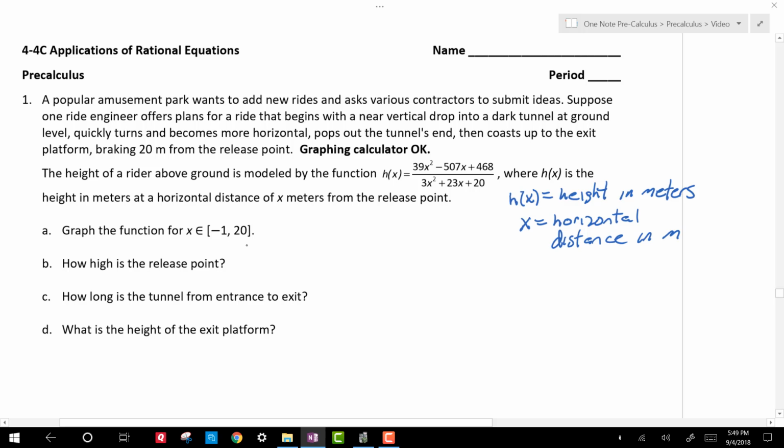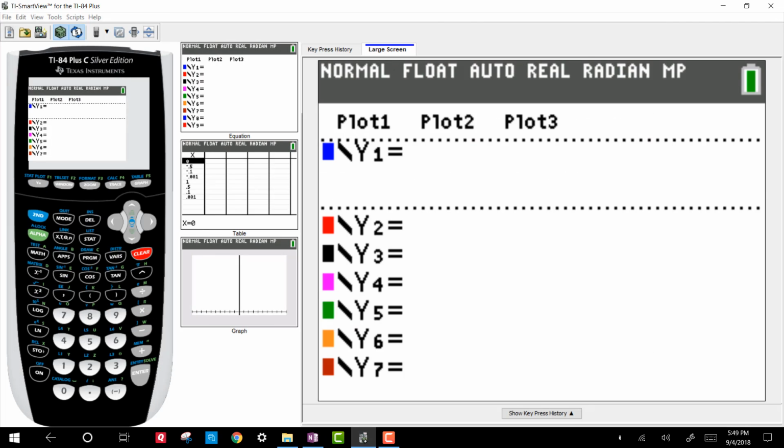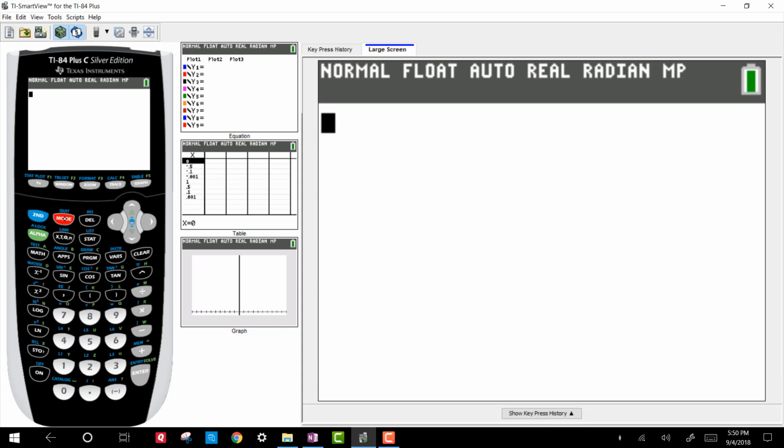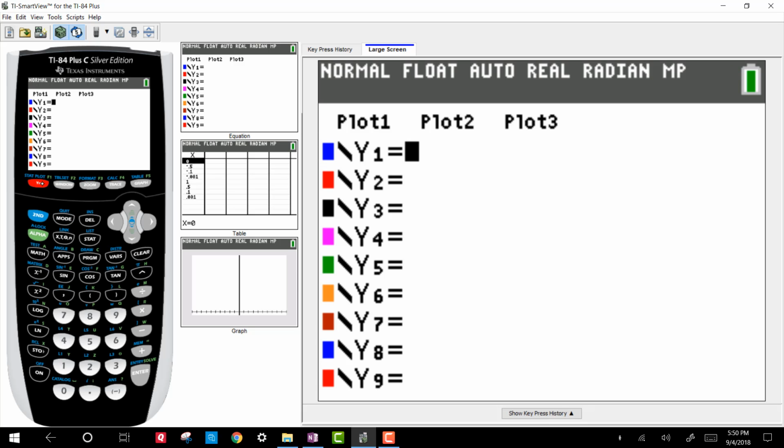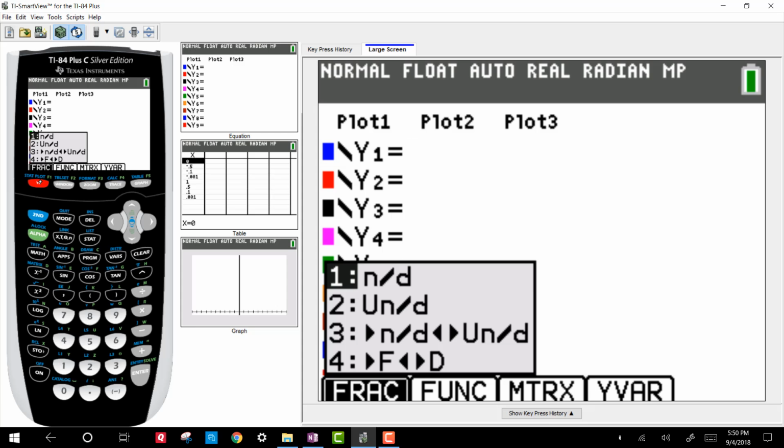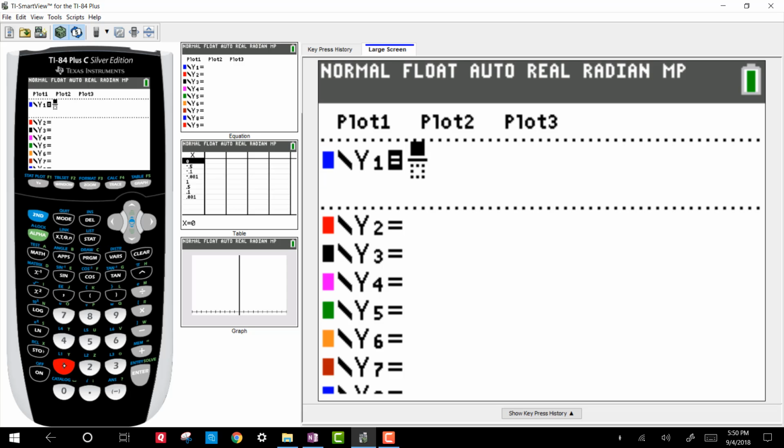Alright, so we're going to get out our graphing calculator and we're going to go ahead and graph this. So in your graphing calculator, you're going to want to hit the y equals button. In y1, you're going to hit the alpha key, and then you're going to hit the y equals button again, and it's going to bring up this fraction menu. You're going to hit number 1, and it's going to give you a fraction here.